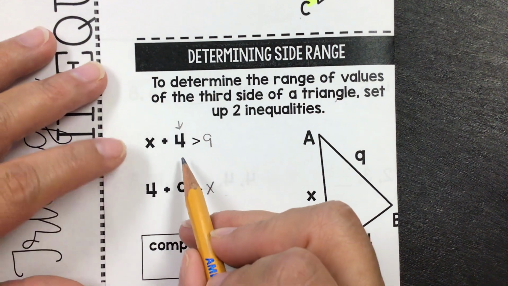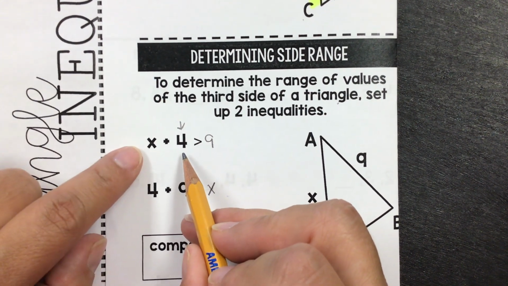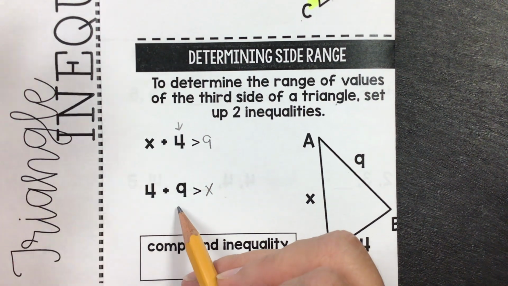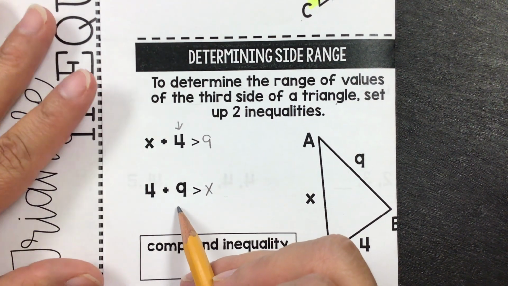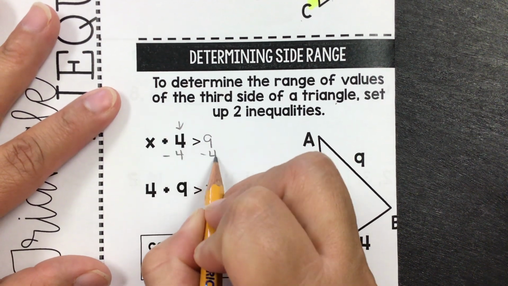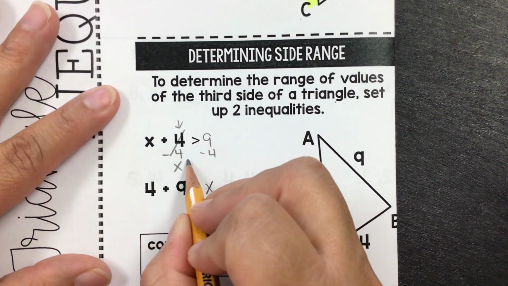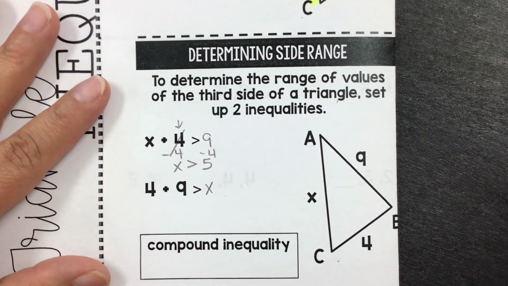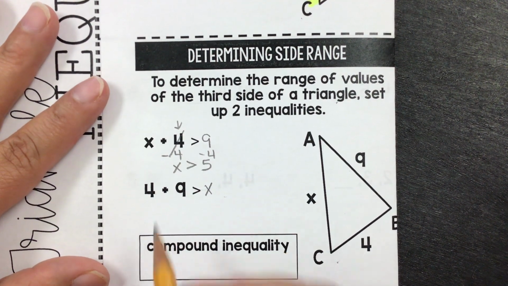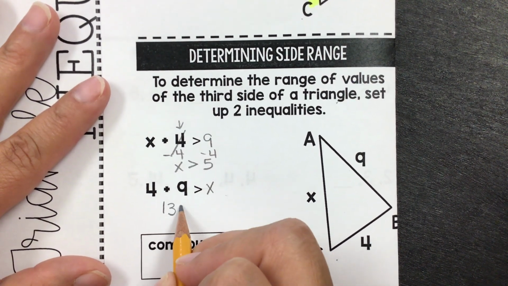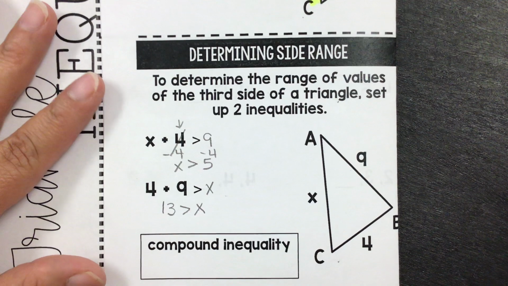You're going to add the two smallest sides together and the two given sides together, is in essence what they're telling you. We're going to solve for x, so minus 4 to both sides. X is greater than 5. And then 4 plus 9 is 13. And that has to be greater than x.